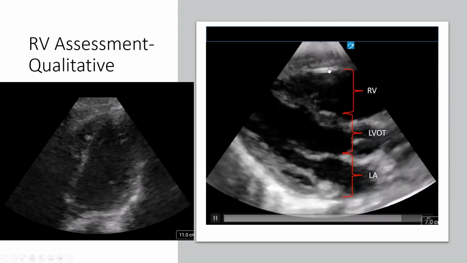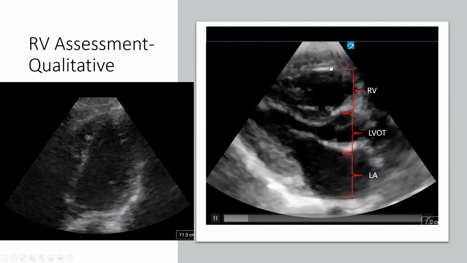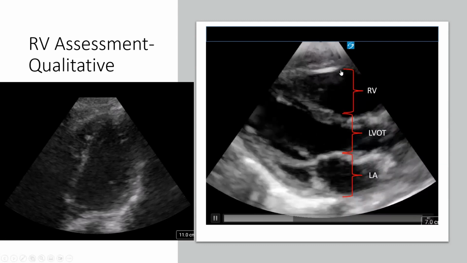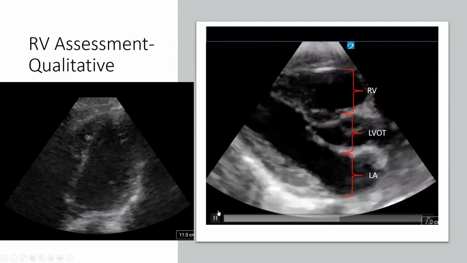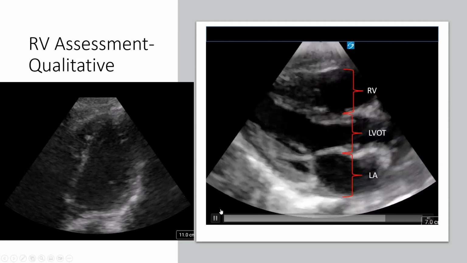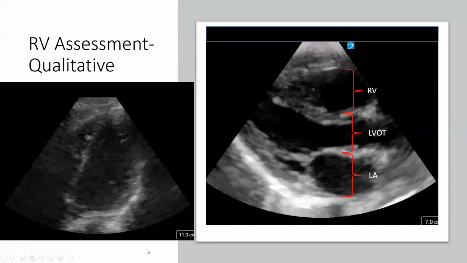We're not going to be able to make great assessments of the right ventricular systolic function in this view, but if this was taking up more like half the screen, that would be potential evidence for right ventricular dilation.